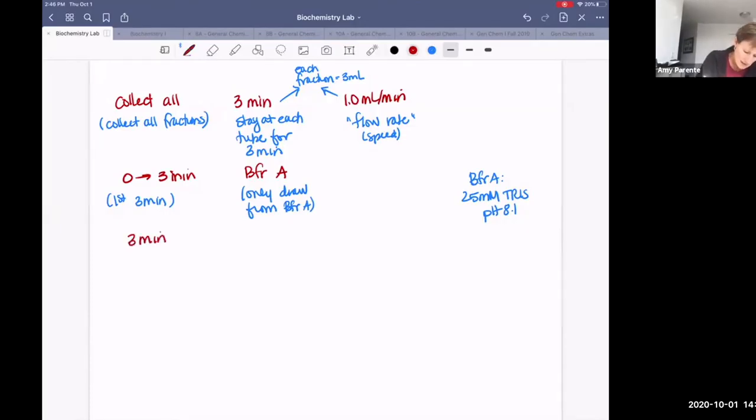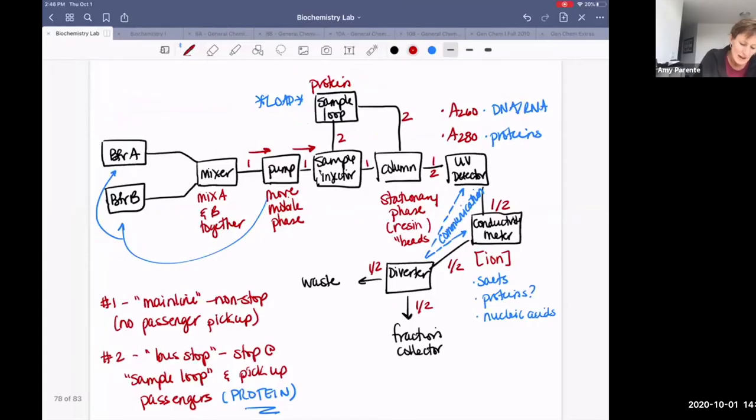Now, at 3 minutes, we're going to have an alarm go off on the instrument, okay? Because of what's happening right now, I'm going to flip back to this page for a second. When I am starting this program, my mixture of 5 proteins are sitting in this sample loop. And remember, I'm starting out with 100% buffer A. So here's the pathway that my instrument is taking. I'm pulling from buffer A, coming through the mixer, the pump, and then picking up passengers, and then continuing on through here. So that's the path that I'm taking.